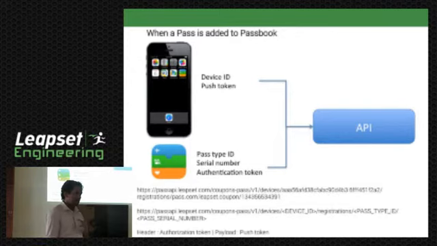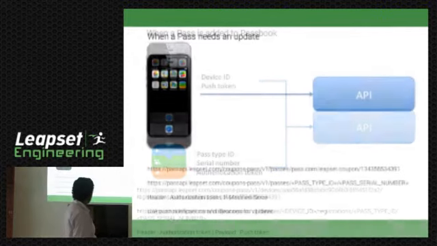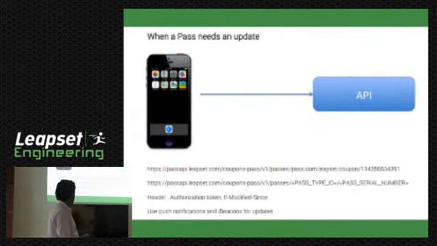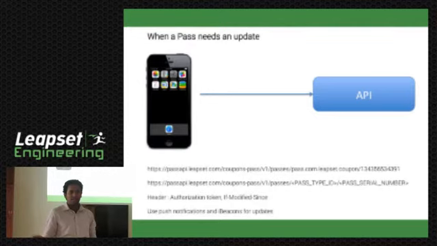So basically once we get all this information, when a pass is registered, we can store the push notification token, the authentication token, things like that, on our server side. The good thing about this is that since we have the push notification token, whenever a pass is updated, we can directly send a push notification, and Passbook will call our server to get the updated pass.